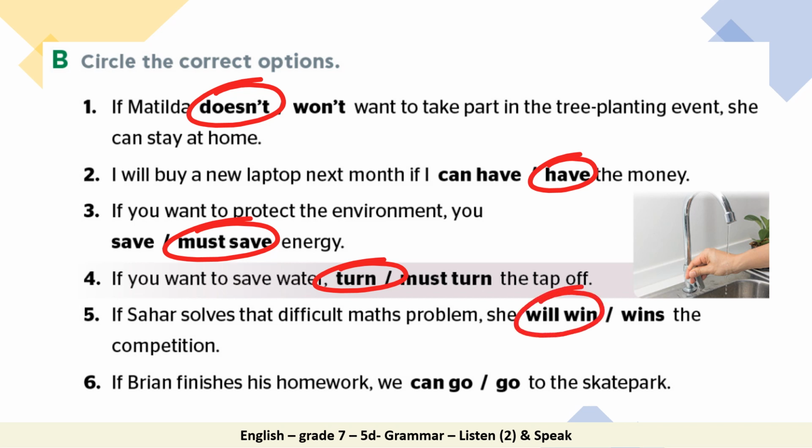Sentence 6. If Brian finishes his homework, we can go or go to the skate park. This is the main clause. There is a subject, we, so we cannot use the imperative go. So the answer is the modal verb can plus the verb go, can go. Well done, students. Let's move to the next activity.